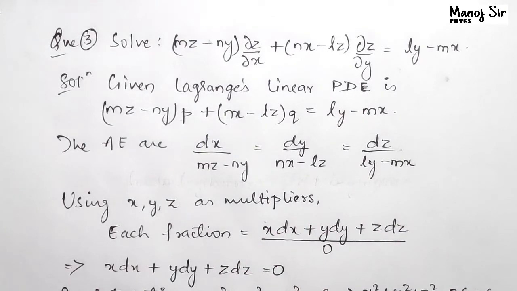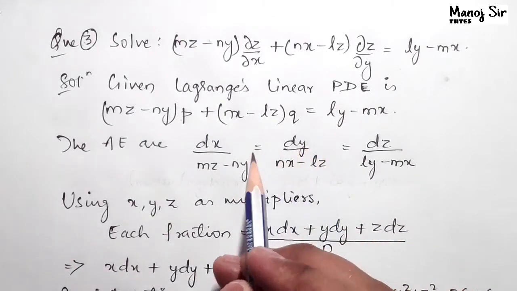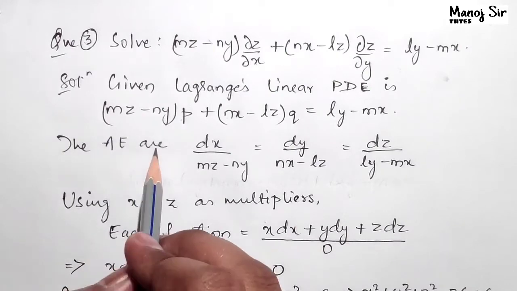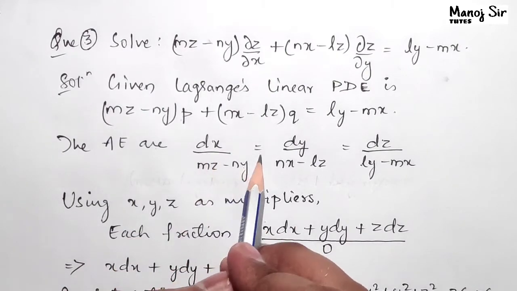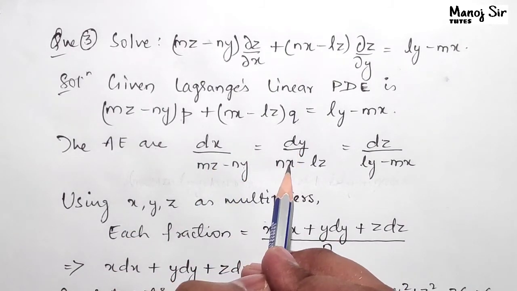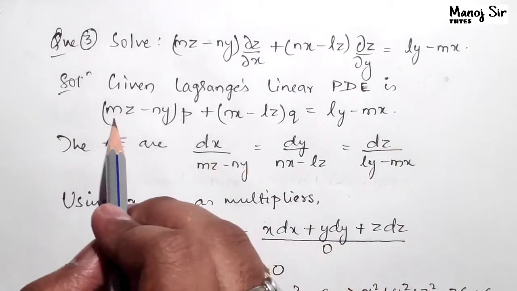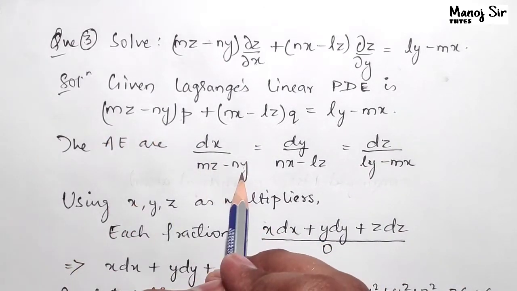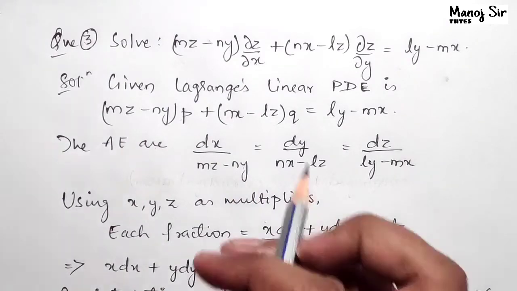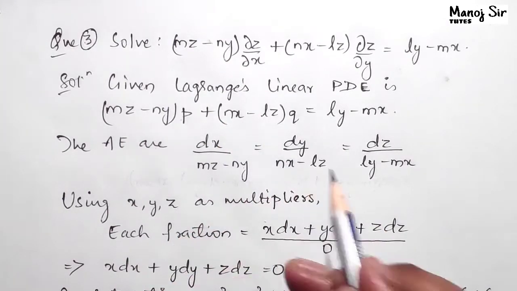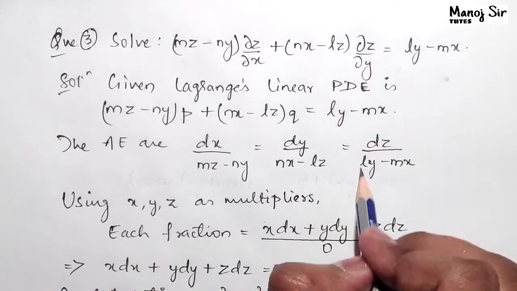So we need to find the auxiliary equation, or you can say subsidiary equation. The auxiliary equations are dx upon P equals dy upon Q equals dz upon R. What is P? That is mz minus ny. Simply write it here. What is Q? That is nx minus lz. What is R? That is ly minus mx.